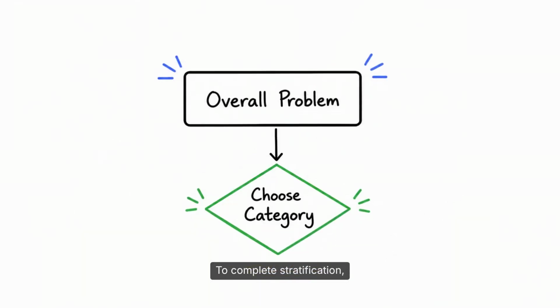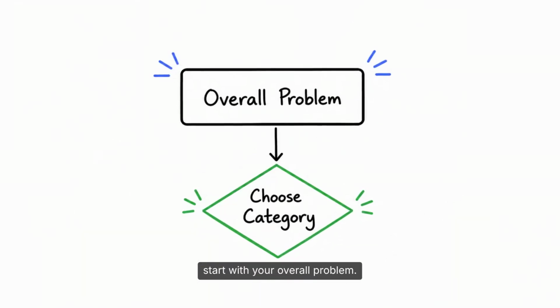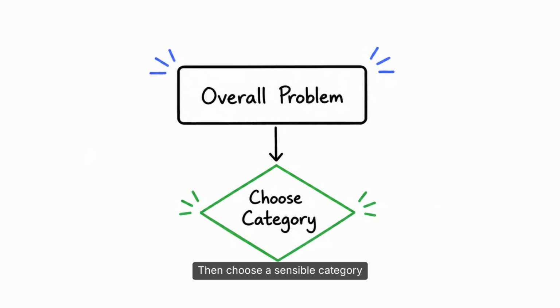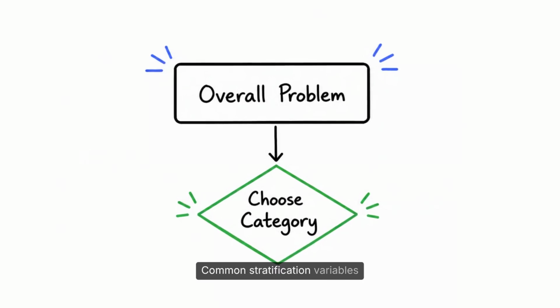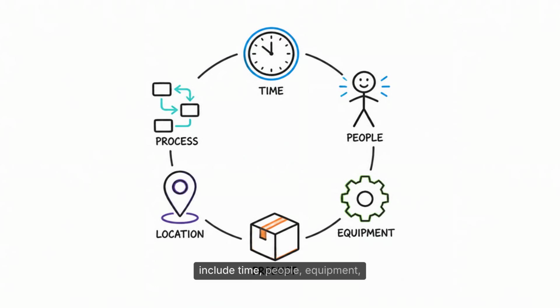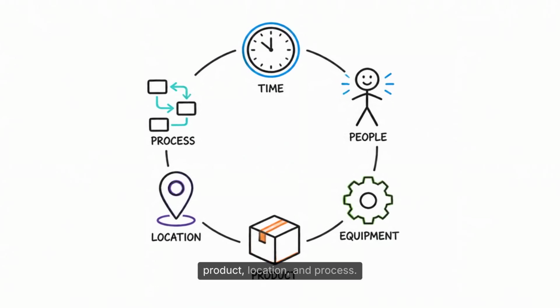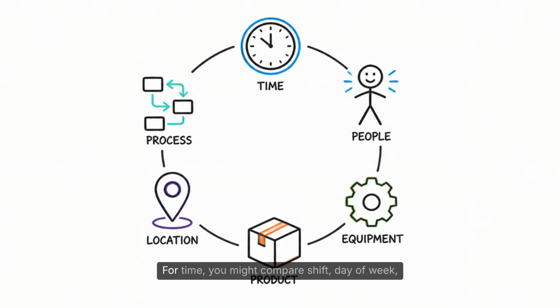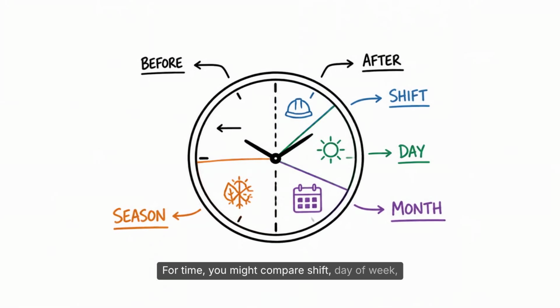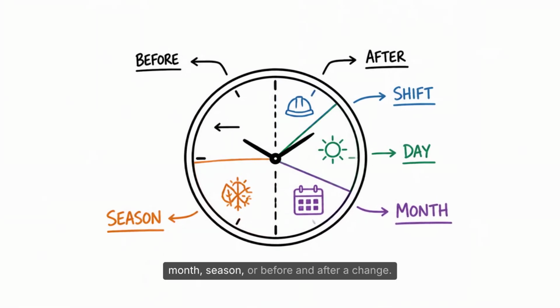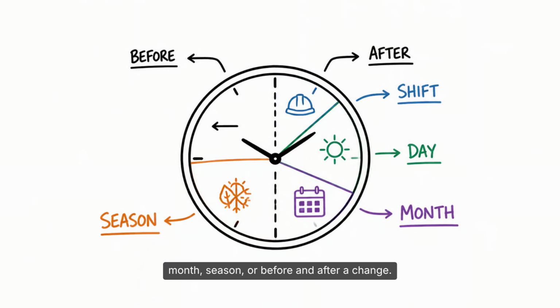To complete stratification, start with your overall problem. Then choose a sensible category to split the data by. Common stratification variables include time, people, equipment, product, location, and process. For time, you might compare shift, day of week, month, season, or before and after a change.